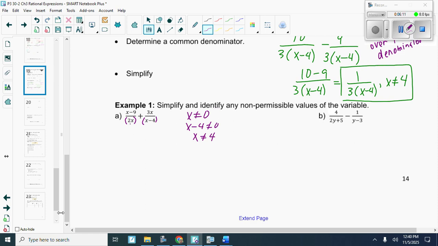Okay, so that means that we're going to have to do the full multiply each one by the other one. So we're going to take this, x minus 9 over 2x, and we're going to multiply it by the other denominator, top and bottom. What you do to the bottom, you have to do to the top. Everybody with me so far? Okay.